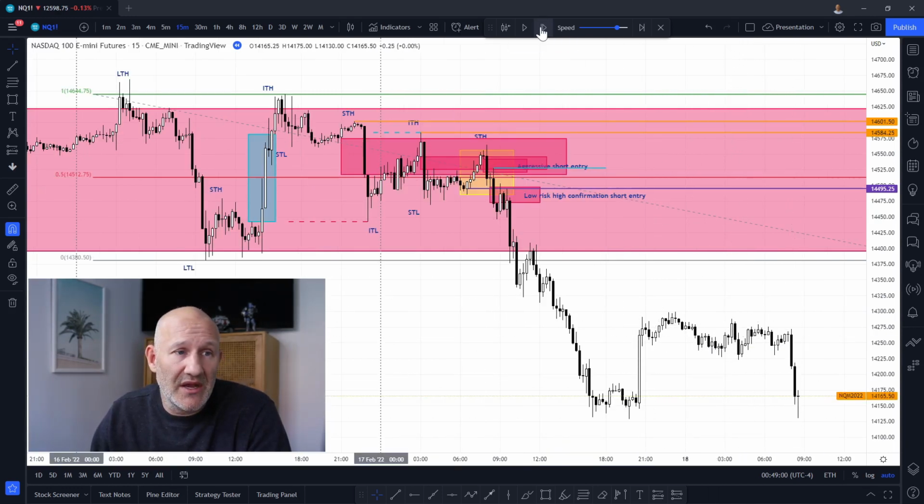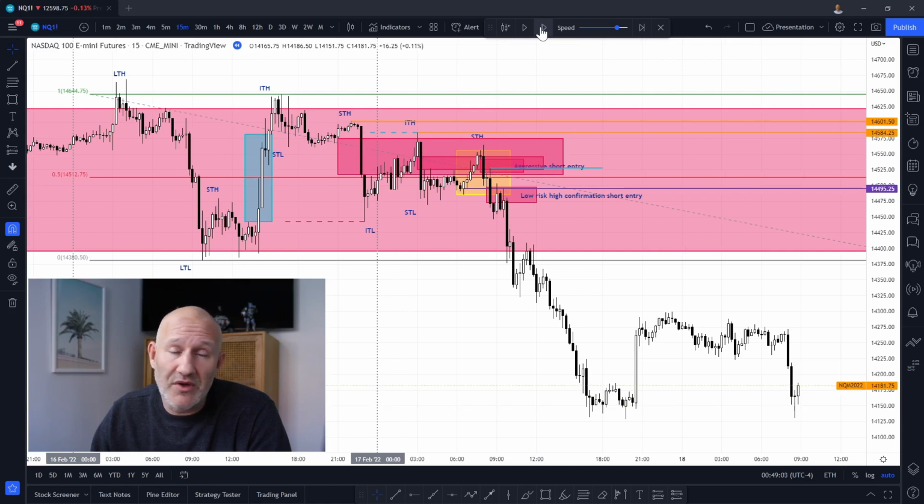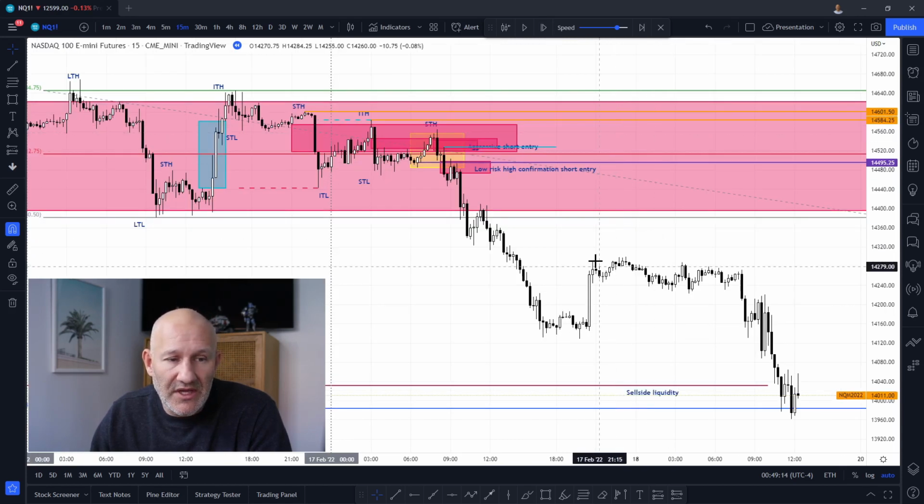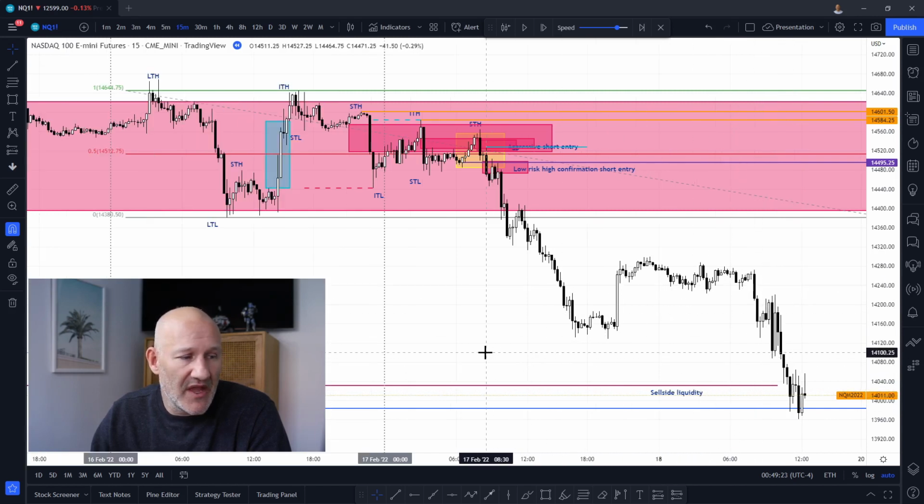trade down lower again. Now, if we keep moving forward and look at the remaining price action, you can see after this little period of consolidation, we get a continuation of that move. And you can see how price really attacks that sell side liquidity and then goes right down to that 1.5 standard deviation down from our long-term low.